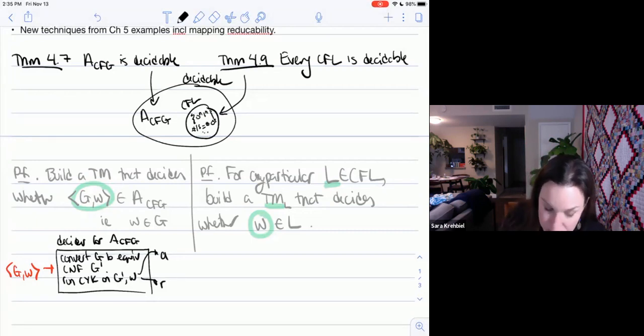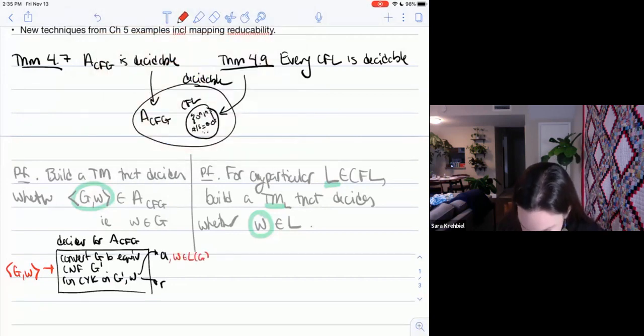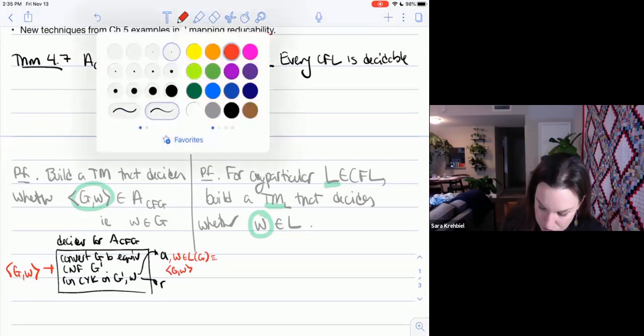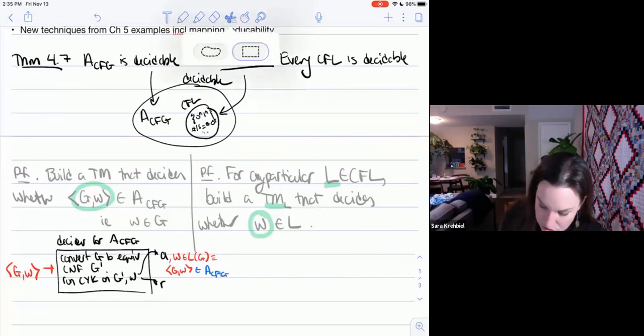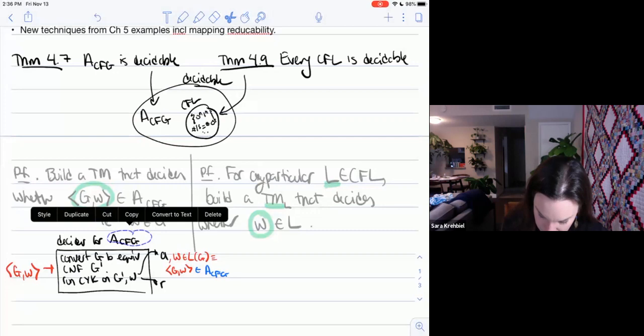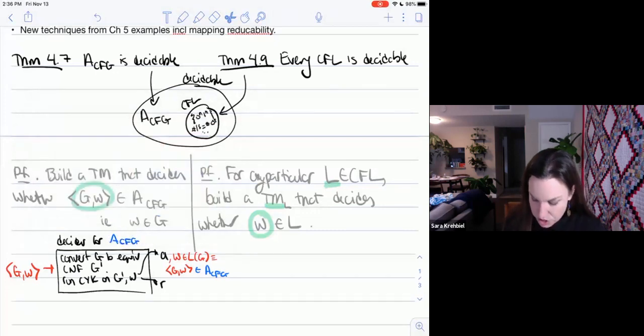So what my accept means is that W is in the language of the grammar that was the input. Now that's the same thing as saying the combined input GW is in ACFG. So my decider is ACFG. What I want to do is figure out whether its input is in its corresponding language. And I'll reject on the other hand.